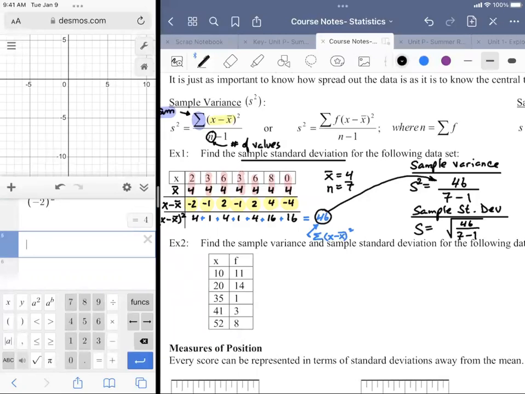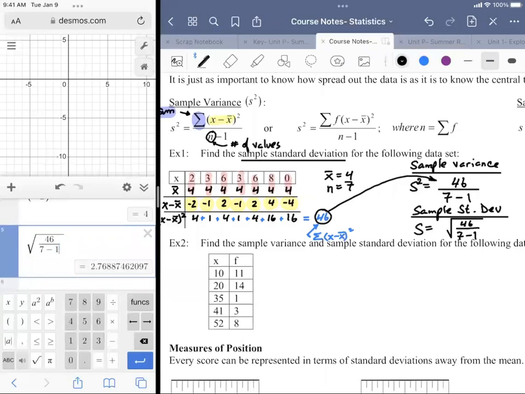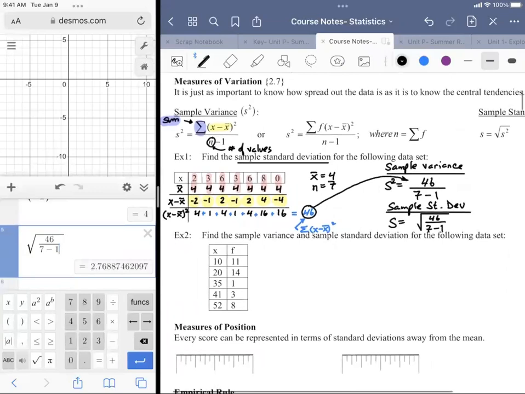So now I could just type in a radical, pop in the division bar, which makes a fraction, 46 over 7 minus 1. So I'm looking at 2.769 approximately. We denote an approximate using a squiggly equal sign, and we round to 3 significant digits. So 2.769. All right. So 2.769 would be my sample standard deviation.